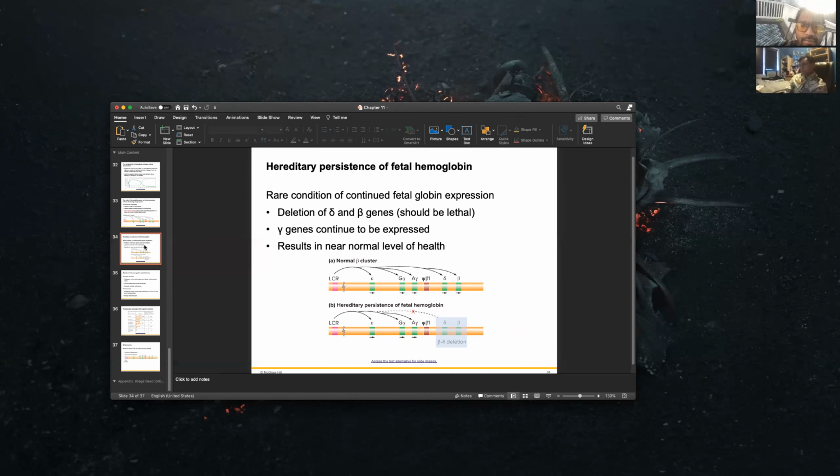From the normal cluster to the hereditary persistence of fetal hemoglobin cluster, you see that red X. The LCR gets messed up and it stops making the delta and beta genes, but it continues to make everything else. And you see that purple gene, it's still there, but it is not affected by the LCR.